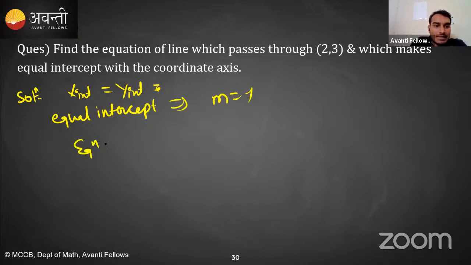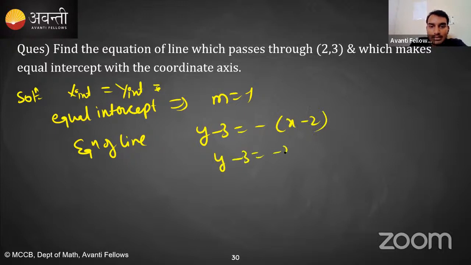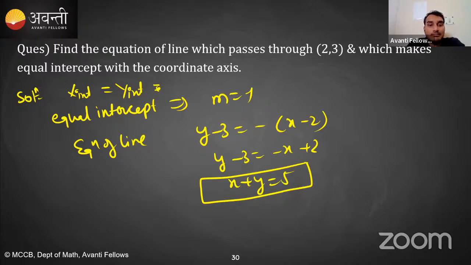So what will the equation of the line be? y - 3 is equal to slope times (x - 2). What line did we get? y - 3 is equal to -x + 2. So x + y is equal to 5. Clear? Is this clear?